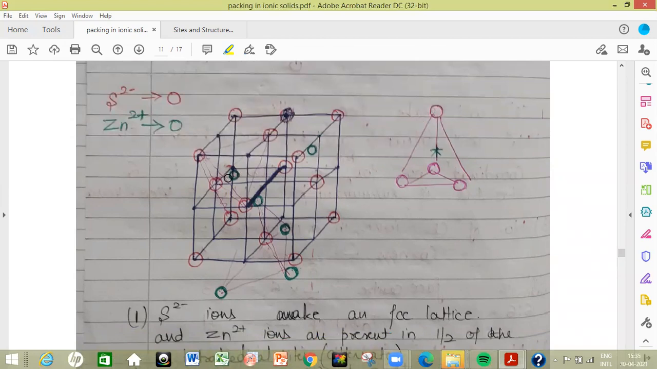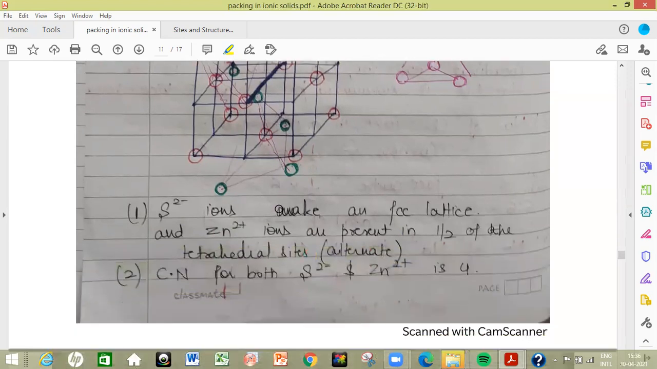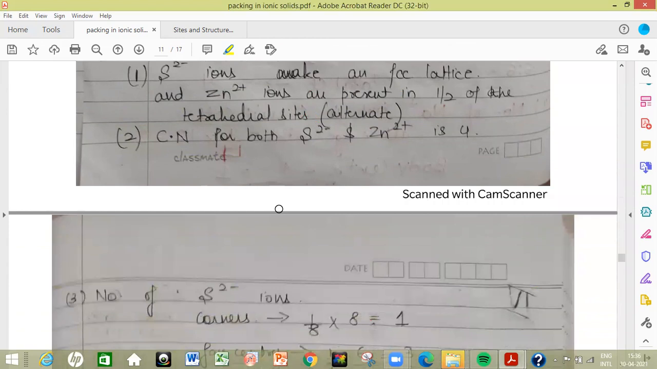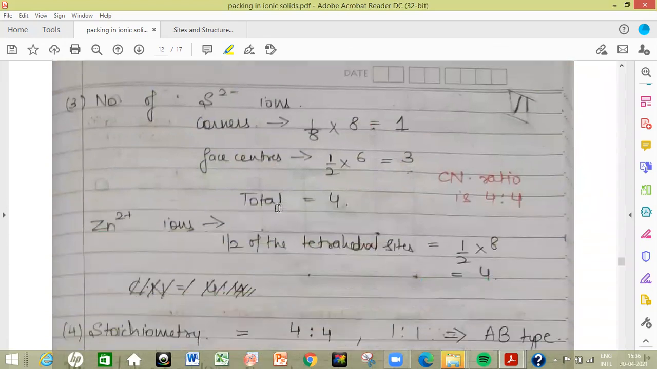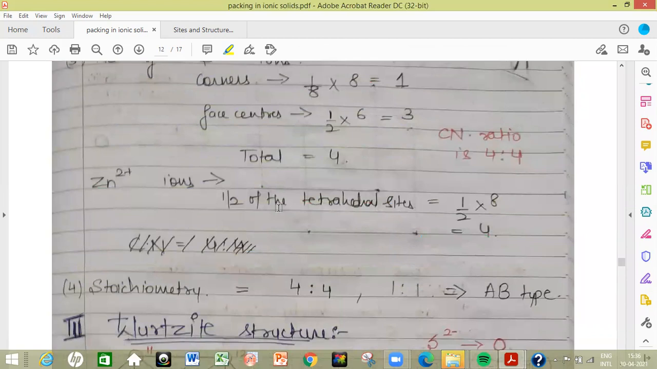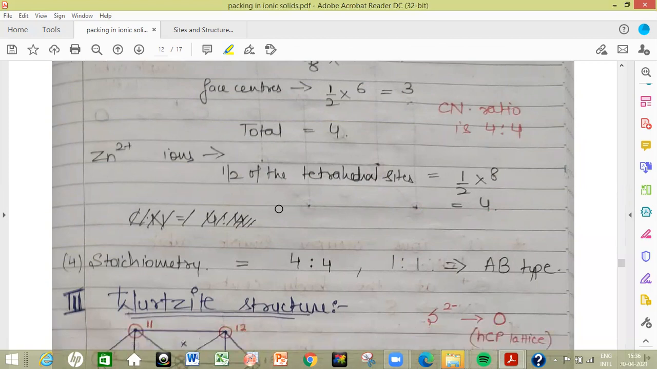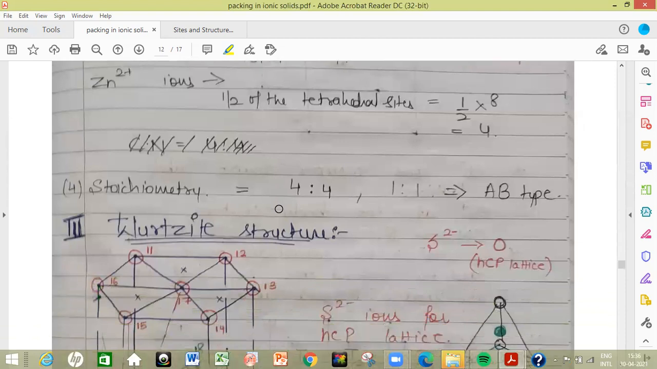Here we have also shown how sulfide ions are surrounding the zinc ions, and how zinc ions are surrounding the sulfide ions in the form of tetrahedral sites. So sulfide ions form the FCC lattice, and zinc ions are present in half of the alternate tetrahedral sites. Coordination number for both is 4, so the coordination ratio is 4. Here the stoichiometry is also 4. So the coordination ratio as well as the stoichiometric ratio is the same for the sphalerite structure of the AB type category.